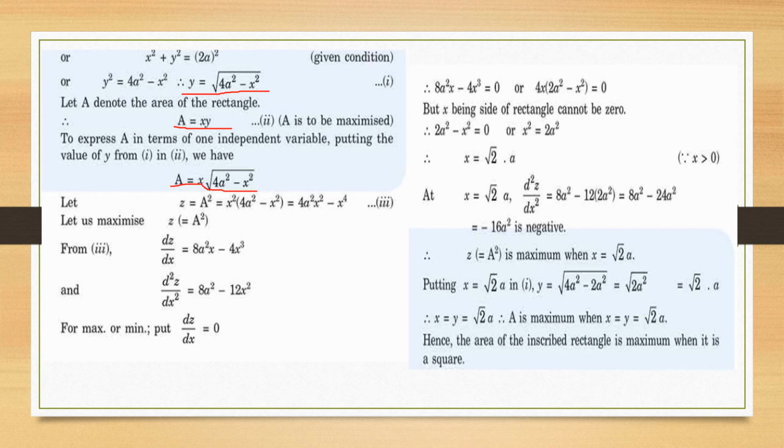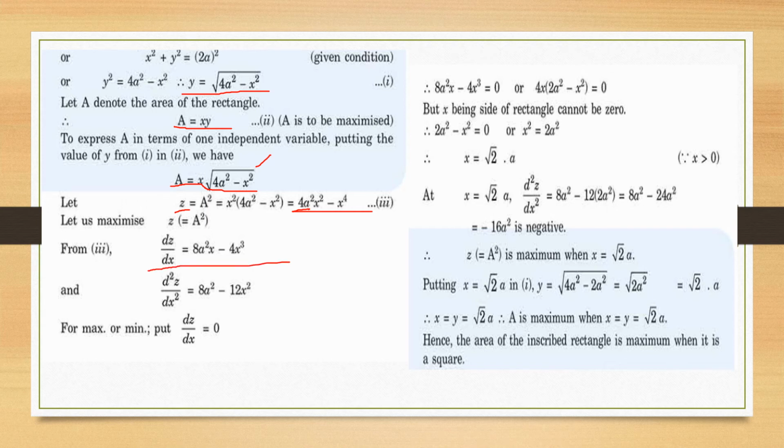Now I have told you, whenever a root sign is involved, to avoid it, I'll square both sides, so area square is x square into 4a square minus x square, without root, and then I'll put it as z. So open the brackets. This is the same thing: either you are differentiating area square or z, both are the same thing. It means you are differentiating the square of area or the area, the rate of change is the same.